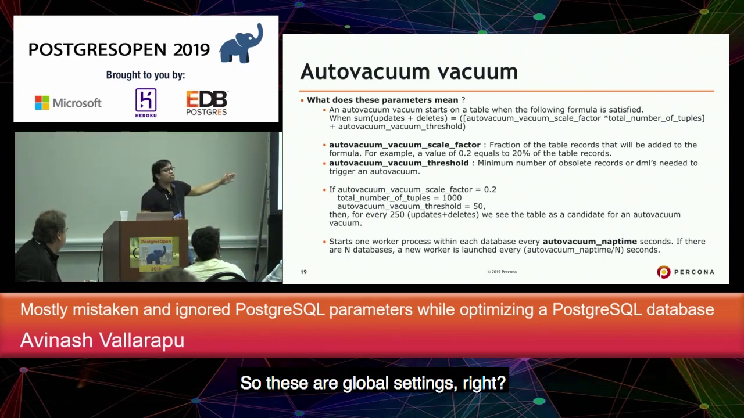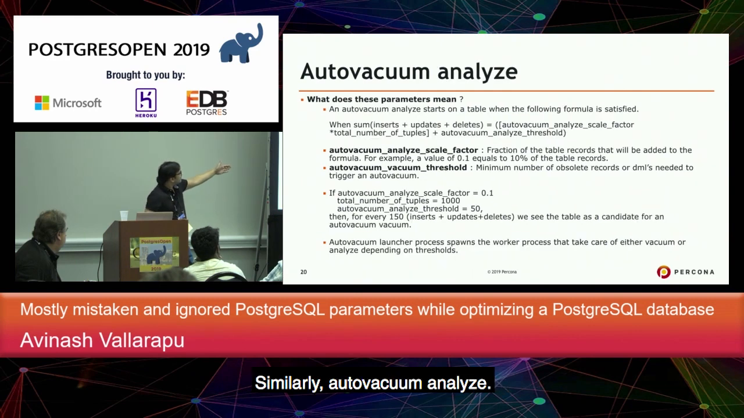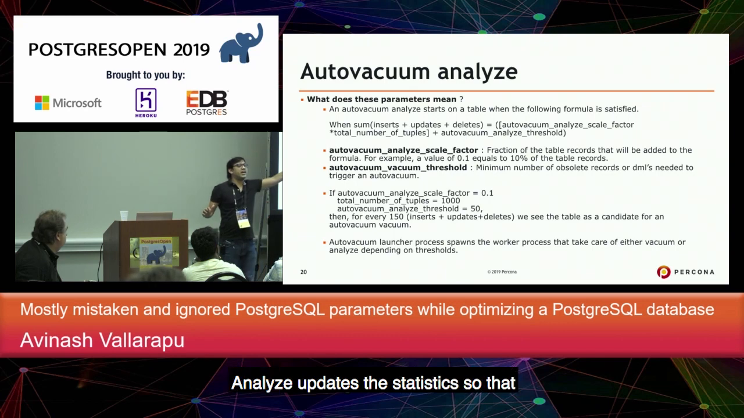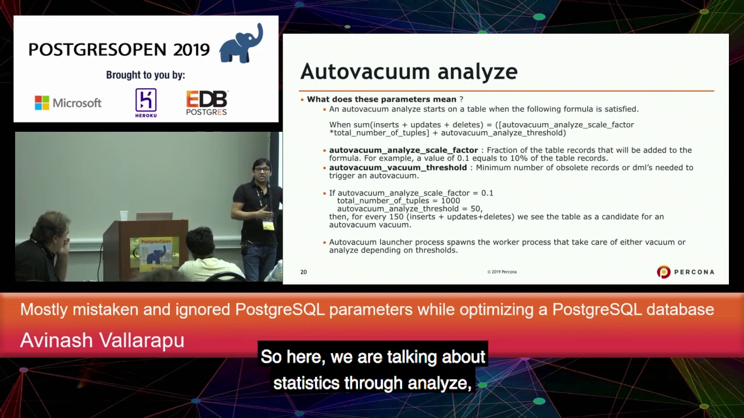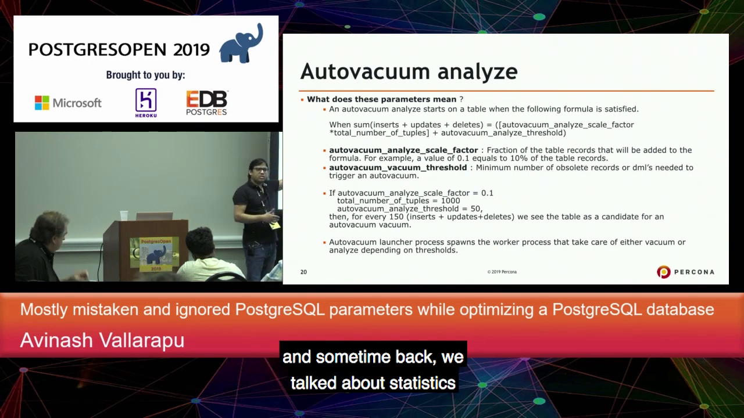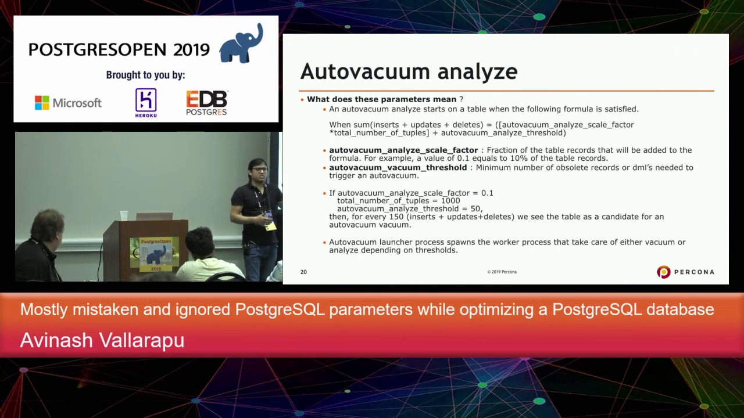So these are global settings, right? Similarly, AutoVacuum analyze. What does analyze do? Analyze updates the statistics so that the optimizer could use them while preparing execution plans. So here we are talking about statistics through analyze, and sometime back we talked about statistics through track counts.